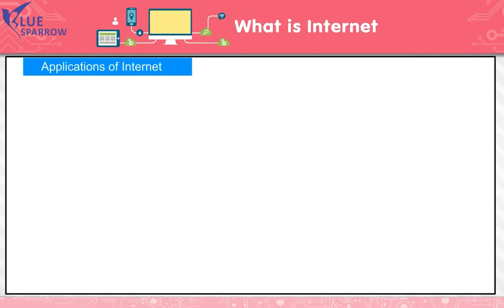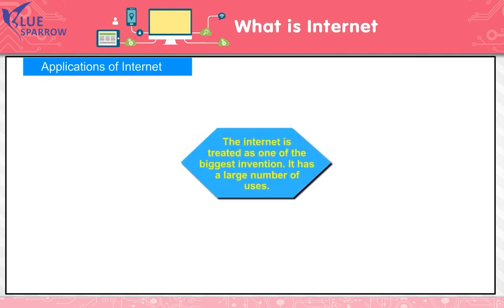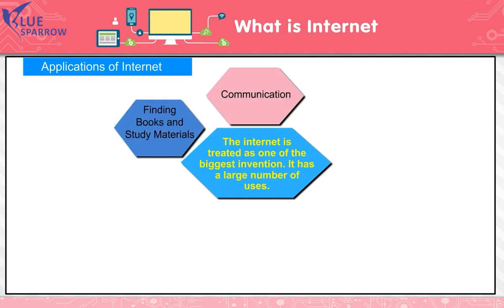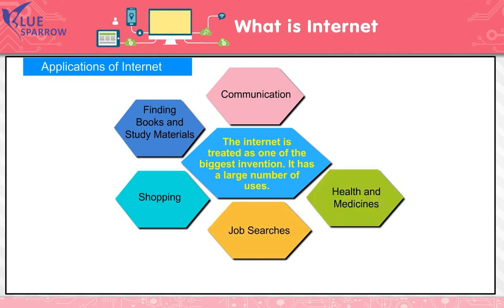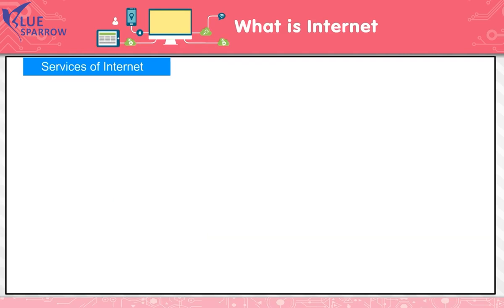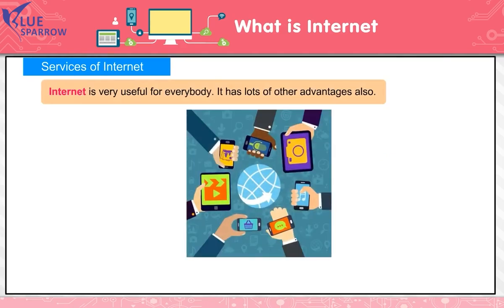Applications of Internet. The Internet is treated as one of the biggest inventions. It has a large number of uses: communication, finding books and study materials, shopping, job searches, health and medicines, research. Services of Internet. Internet is very useful for everybody. It has lots of other advantages also.